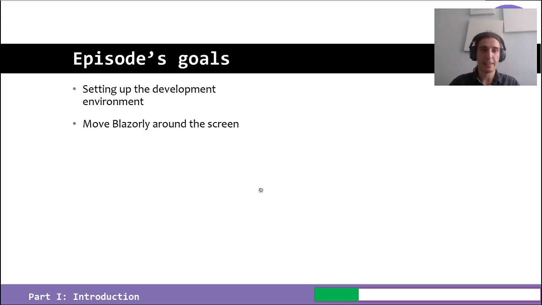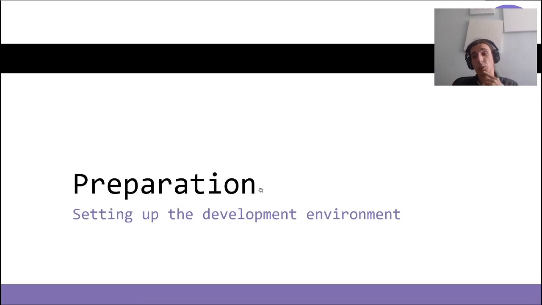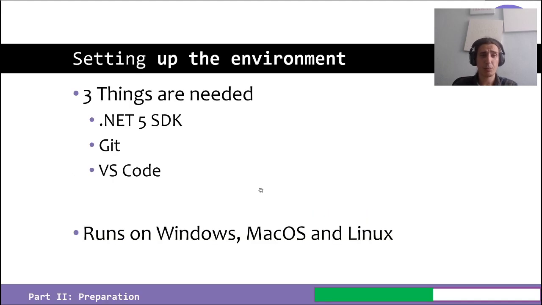Okay, sorry, slides again. Before we start, we need to prepare our dev environment, and it's pretty easy. All we need to do is three things. We need the .NET 5 SDK, which is all these small helpers getting our source code to a running application. We will need Git as a client to get files from, for example, GitHub, and we will also need Visual Studio Code, which is our editor.